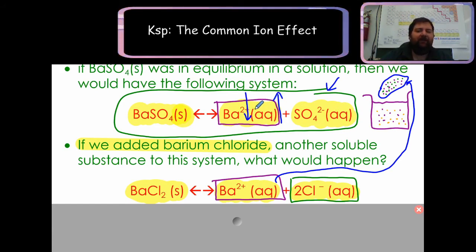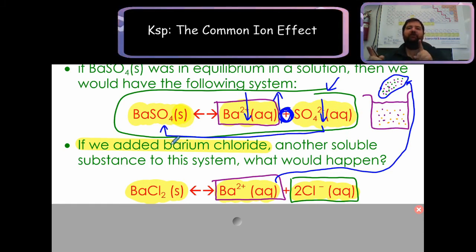If we get rid of barium, then we also have to get rid of the sulfate. Why? Because these two things are going to join together. That's what this plus sign means. They're going to join together to create barium sulfate. Notice which direction my overall arrow went. It went to the left.